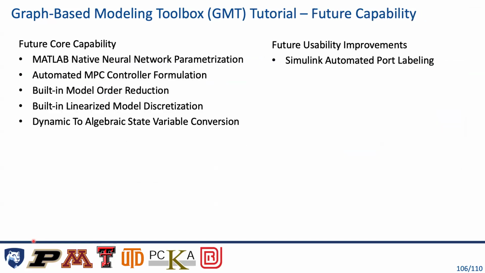The last thing I want to end on is some future capability. Right now we can parameterize our models with scalars and lookup functions. We want to be able to use MATLAB neural networks to parameterize our models and also build in some of the more control-oriented functionality, such as auto-generating an MPC control law formulation, model reduction, as well as discretizing our linearized models and converting dynamic to algebraic states. There's also some usability work on the Simulink side, automating the port labeling.